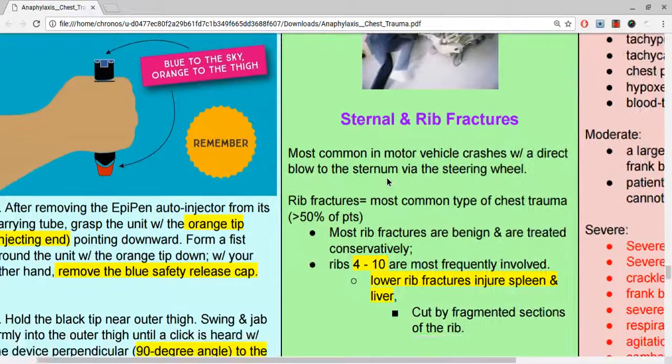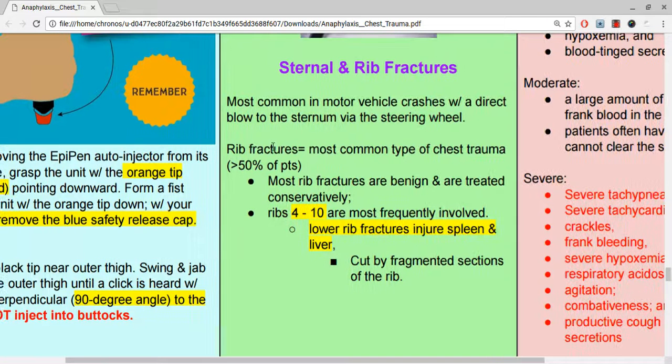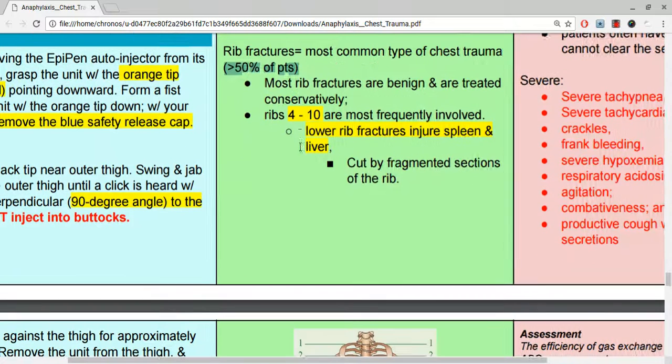Okay, with regards to sternal and rib fractures, the most commonly they occur because of a car accident or a direct blow to the sternum via the steering wheel. And rib fractures are the most common type of chest trauma. They make up more than 50% of the patients that we receive. And most rib fractures are benign and they're treated conservatively.